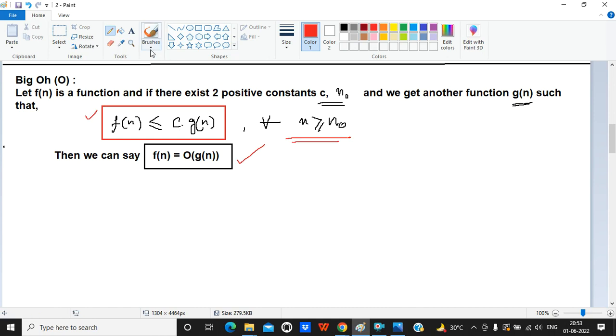I am giving you an example that will be more helpful for you. Suppose f of n, my mouse sometimes freezes. See, this is a new laptop, but already the USB port got loose.